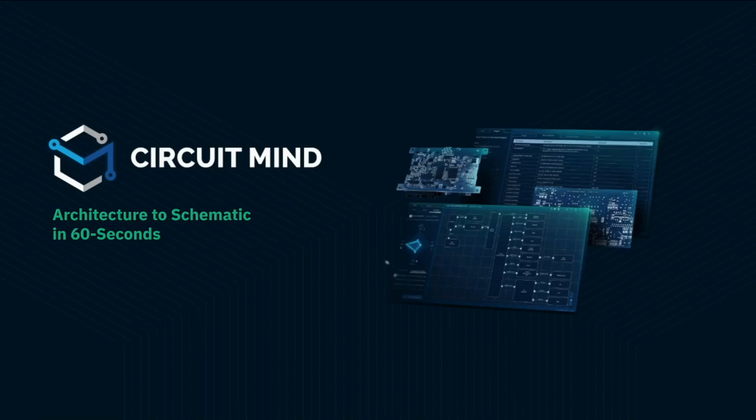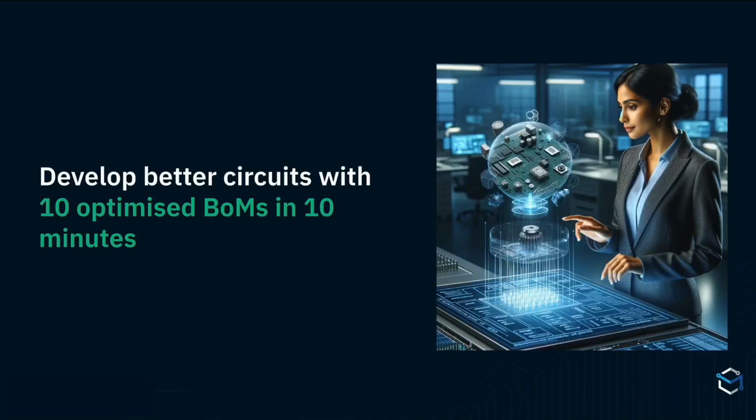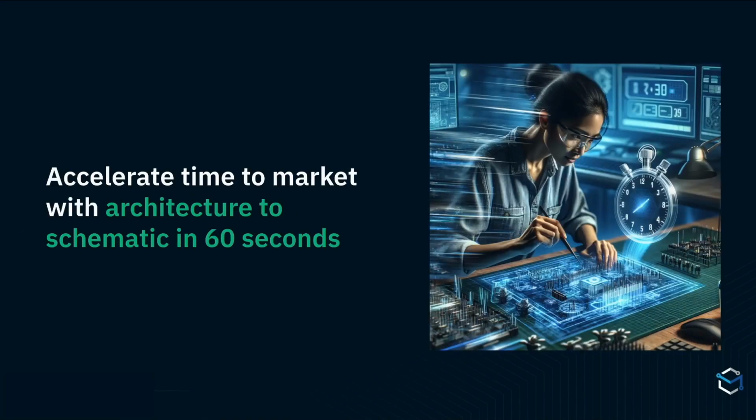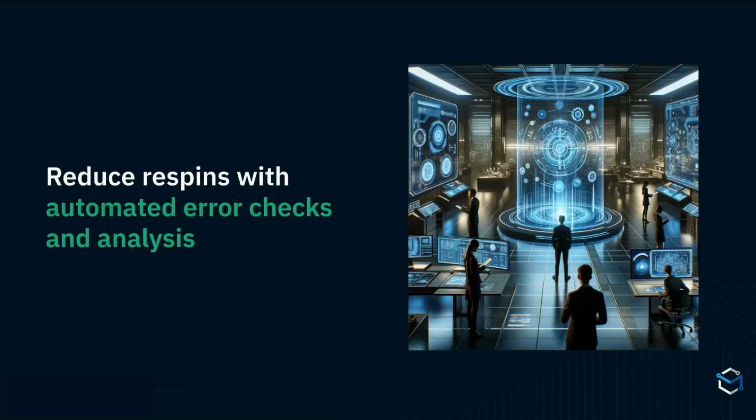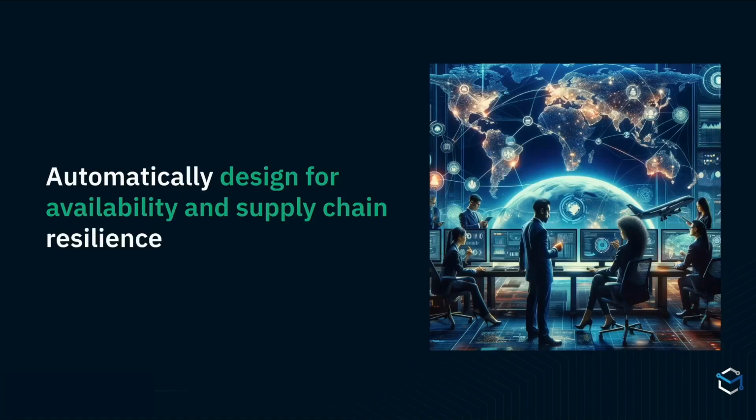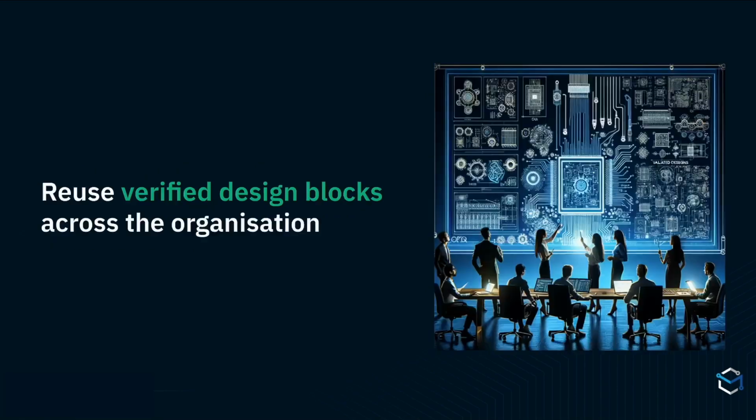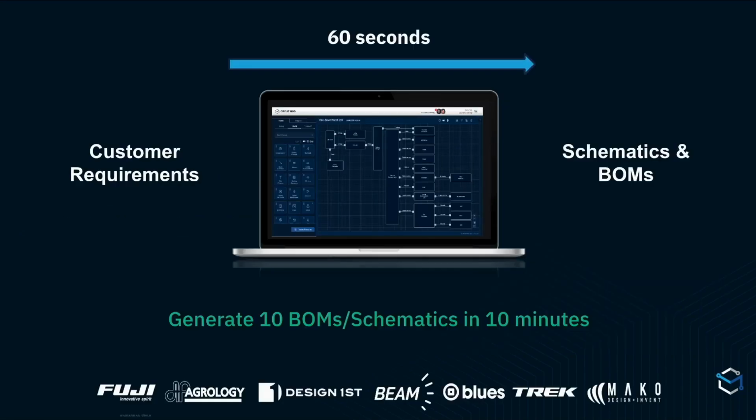Introducing the first deterministic AI that helps professional engineers go from architecture to schematic in 60 seconds. Develop better circuits with 10 optimized BOMs in 10 minutes. Accelerate your time to market with architecture to schematic in 60 seconds. Reduce respins with automated error checks and analysis. Automatically design for availability and supply chain resilience. And reuse verified design blocks across your organization.